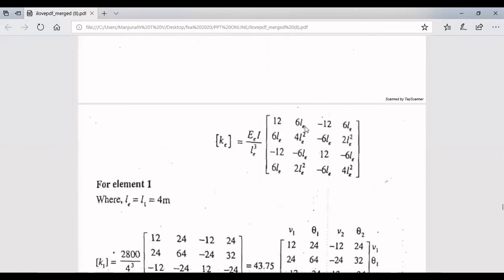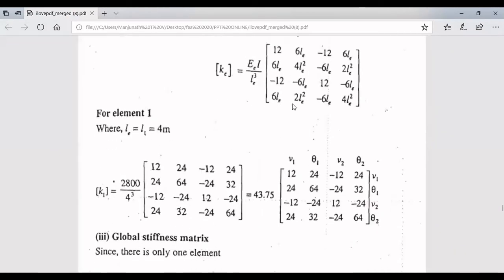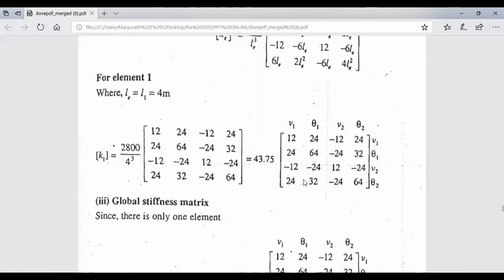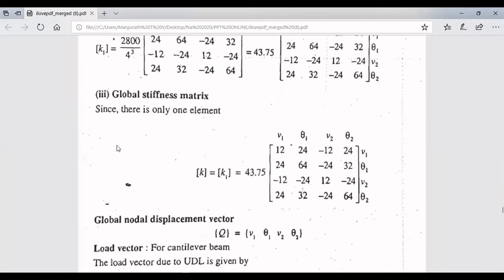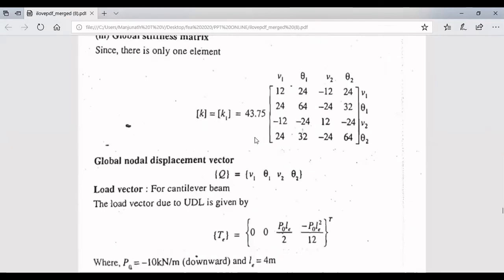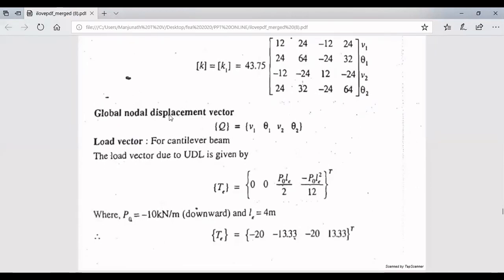Here, L you substitute 4, 6 into 4, which gives 24. In a similar way, as you substitute here, it gives these values, and this 43.75 is multiplied by these values. This gives the element stiffness matrix. So here only one element is there, so the global stiffness matrix K is equal to Ke1. Then write the global nodal displacement vectors for the first element, as we have two nodes, V1 theta 1, V2 theta 2.